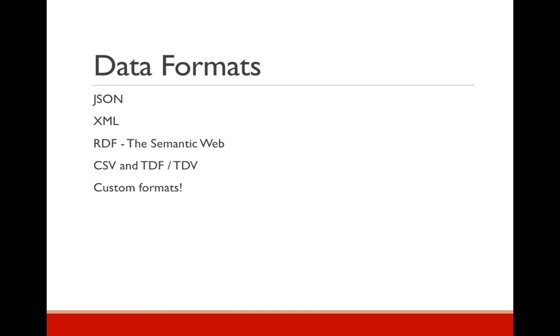And then there's all kinds of custom formats out there. So JSON, XML, RDF, these are all standards. CSV and TSV, they're a little bit simpler, right? It's basically just commas in between your columns, or tabs between your columns. It's not a really rich format. But there's all kinds of other ways that people choose to represent their data.